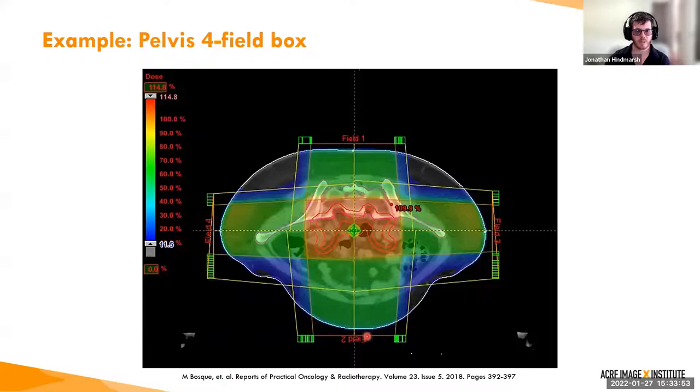So this is an example of a pelvis four-field box. This is treating, for example, a gynecological or a rectal cancer. They can sometimes be used for short treatment courses, but typically aren't used anymore. Instead, we would use VMAT to treat these. But it's a four-field box because your treatment dose is a box, effectively. That's your 95 approximately would be that box.